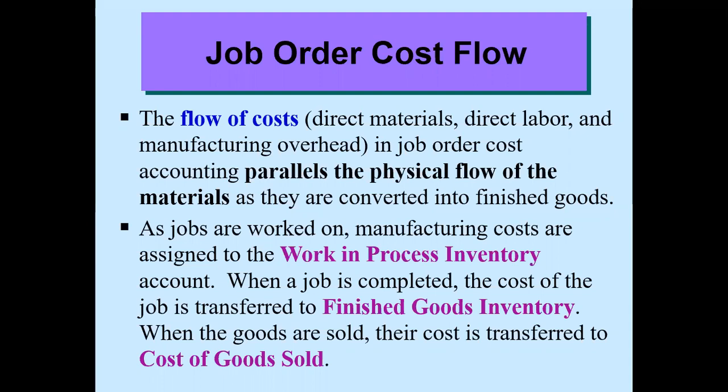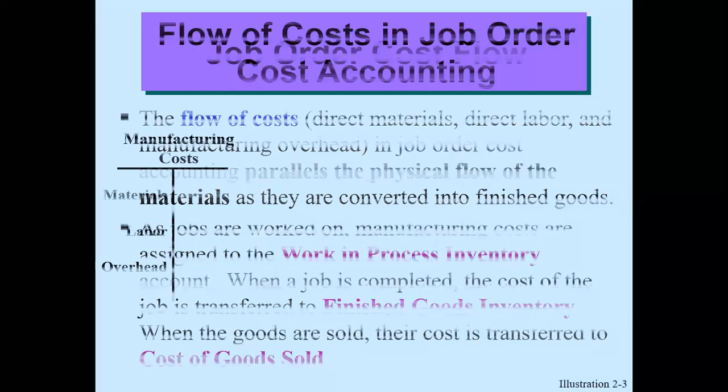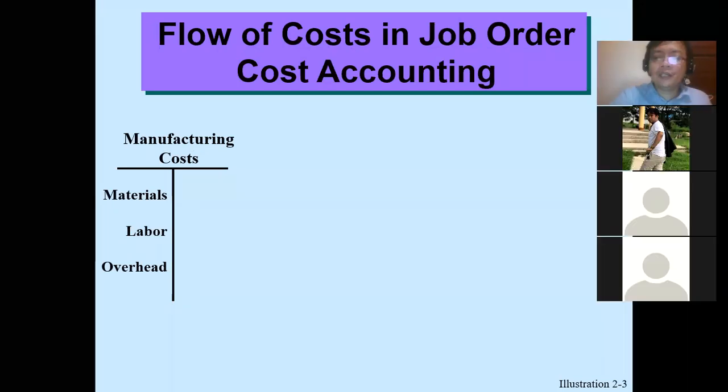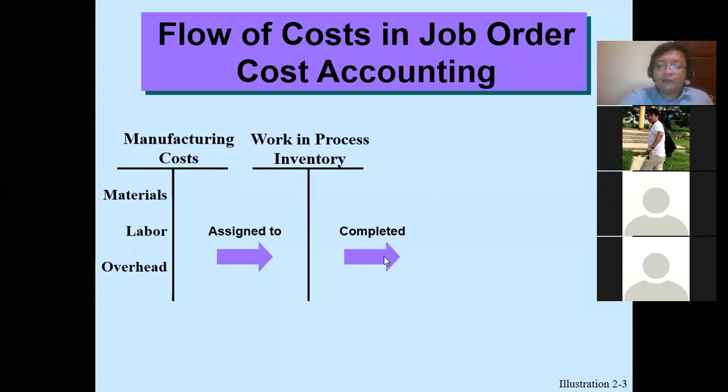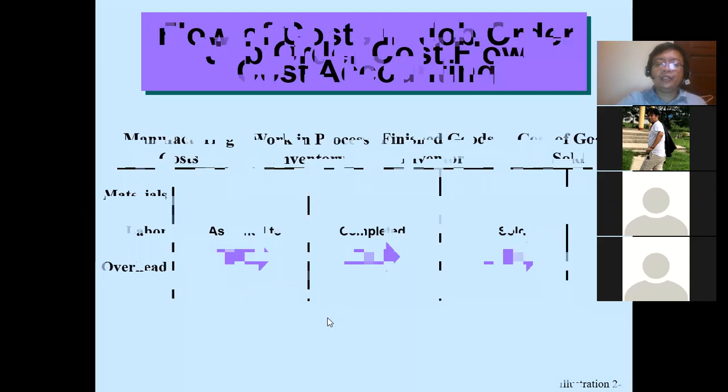So, pag yan hindi pa tapos, will become part of your work in process. Correct? Pag natapos na, will become part of your finished goods and eventually transferred to your cost of goods sold. Ganun kadali ang job order cost flow. You have your manufacturing costs, your direct materials, your direct labor, and your overhead, which will be assigned first to the work in process. Once completed, will be assigned to finished goods. Pag naibenta na, will become part of your cost of goods sold. Alright, understood? Madali lang naman. Dito umiikot ang ating job order cost flow.